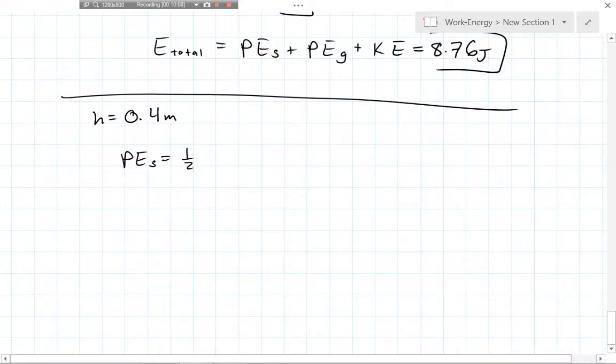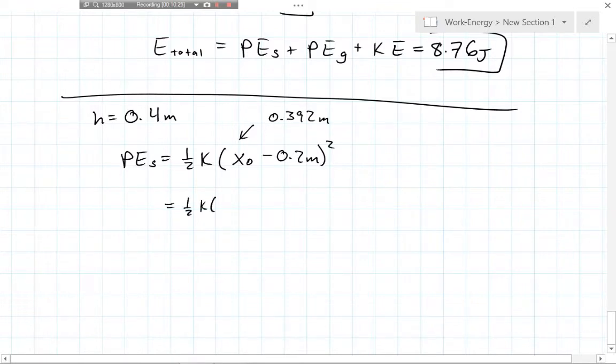The potential energy that's stored in the spring, remember, is 1/2 k times delta x squared, where delta x is the distance the spring has been stretched. In this case, delta x is x naught minus 0.2 meters, where x naught, remember, is 0.392 meters. So this is 1/2 k times 0.192 meters squared. If we plug this into a calculator, we see that the potential energy stored in the spring when the mass is at the top of its trajectory is 0.92 joules.